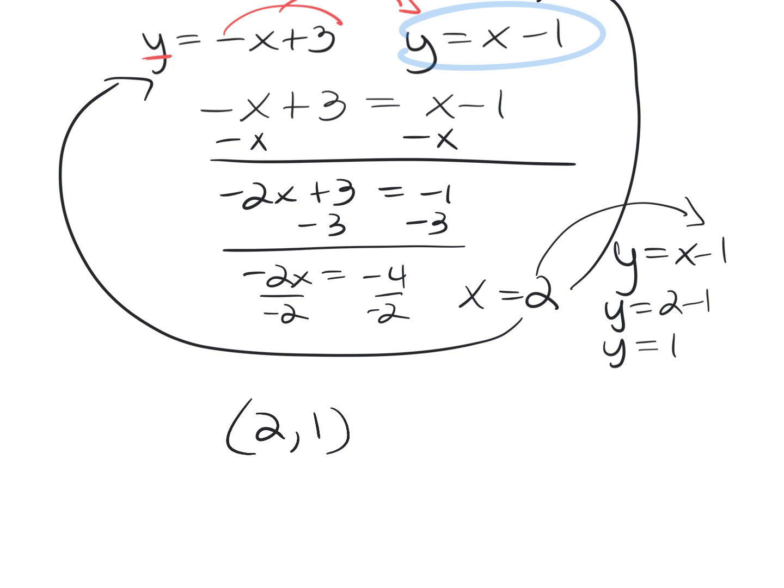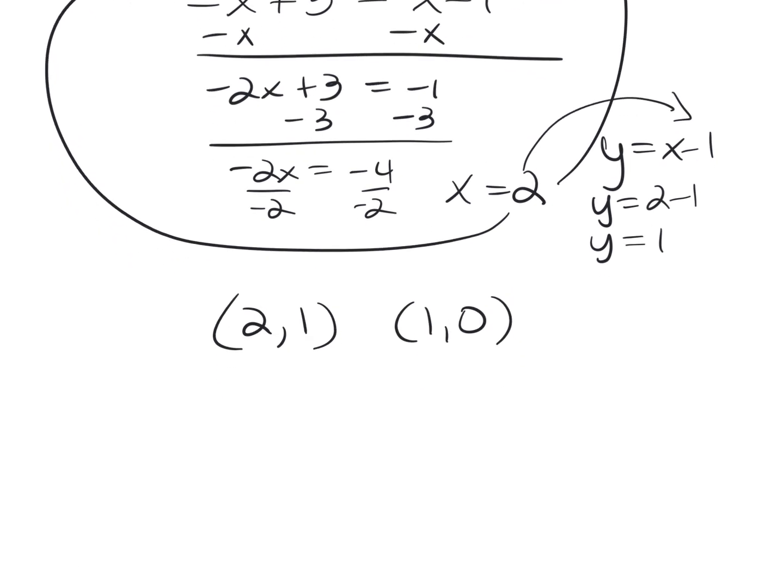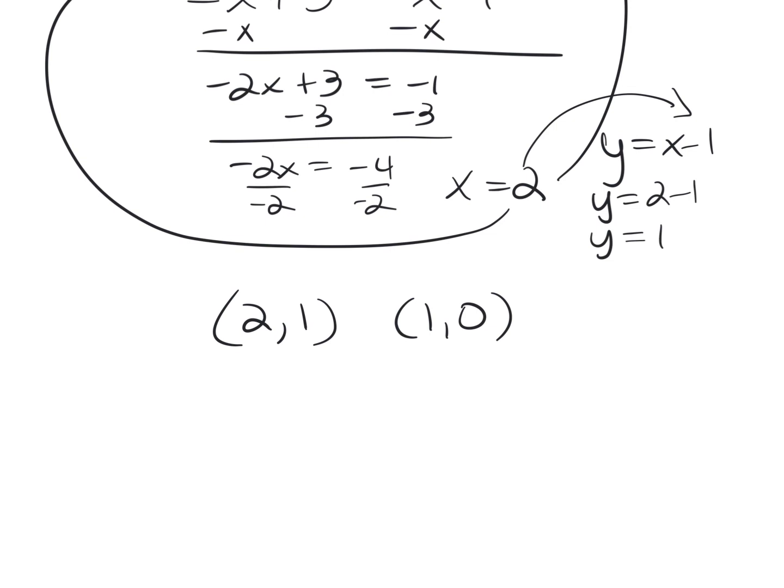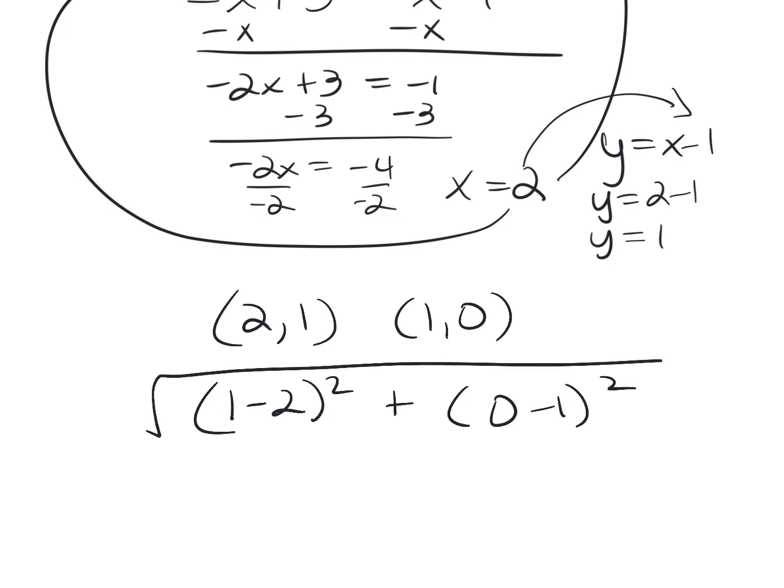I'm now finding the distance between this ordered pair and the one in the original problem. Now I need to do the distance formula. So I'm going to be doing x2 minus x1 plus y2 minus y1. And this is squared and under the radical.